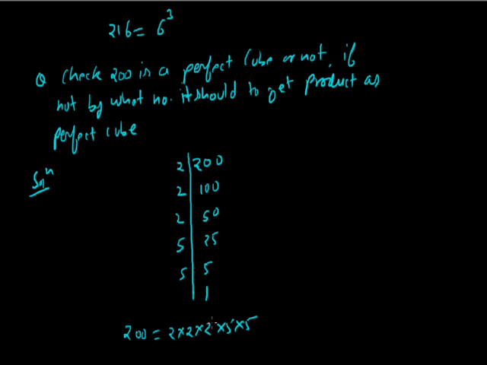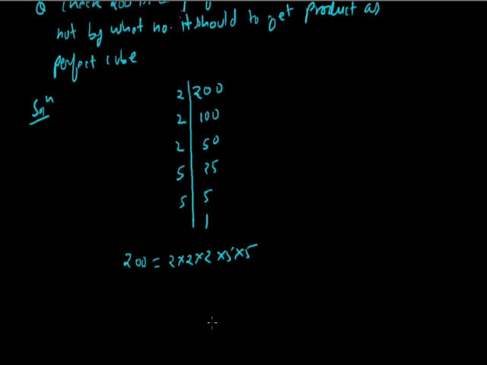Now to check whether it is a perfect cube or not, we have to make the triplets of 3. So here we are able to make the triplet of 2, but in 5 there are only two 5s, so one 5 is less. So in order to get one more 5, we have to multiply 200 by 5, so that we get the triplet of 5. So we are able to make the triplets of 5.